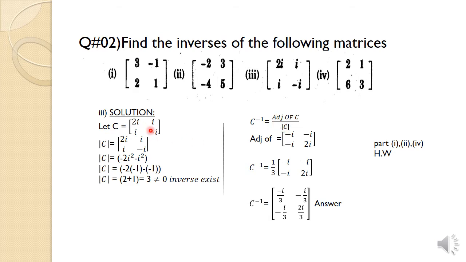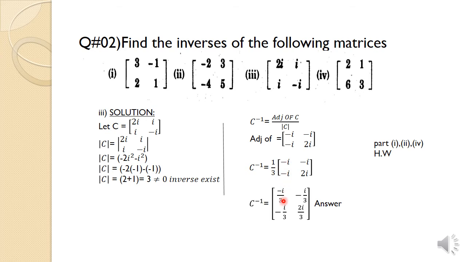In the adjoint, what will you do? We have to interchange the corresponding entries on the main diagonal, and on the other diagonal we have to change the signs of the entries. So here we switch the entries, and here we change the signs of the matrix. So we get [-i, -i; -i, 2i]. So students, what is the determinant of C? The determinant of C is equal to 3. So 1 divided by 3 is multiplied by this whole matrix.